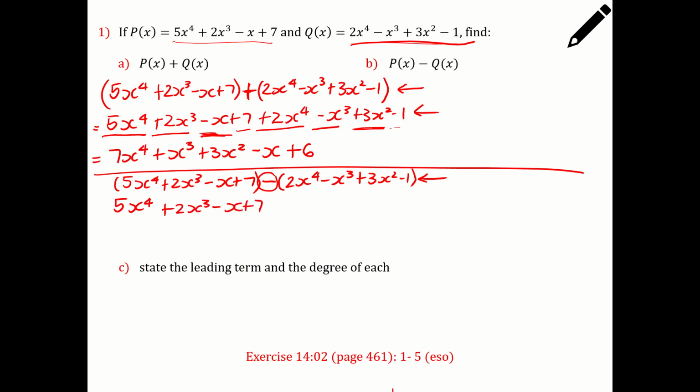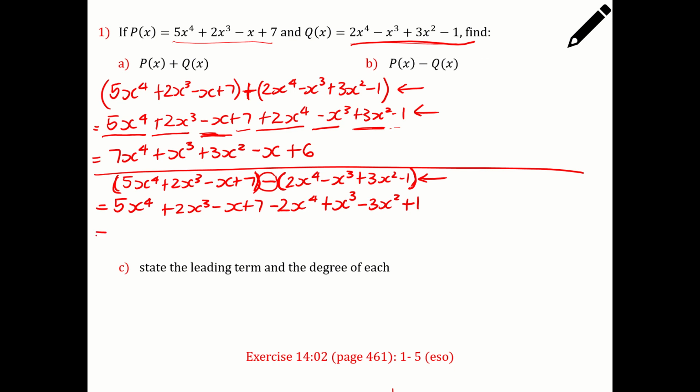But if I'm taking away 2 lots of x to the power of 4, I'm going to be minus 2x to the power of 4. If I'm taking away negative x cubed, what I'm actually doing is adding x cubed. If I'm taking away 3x squared with the positive, I'm actually going to be taking 3x squared. If I'm taking away negative 1, I'm actually going to be plussing 1. That's why it's important to put it in brackets at the start and then change it if need be.